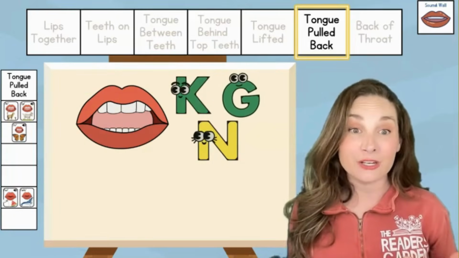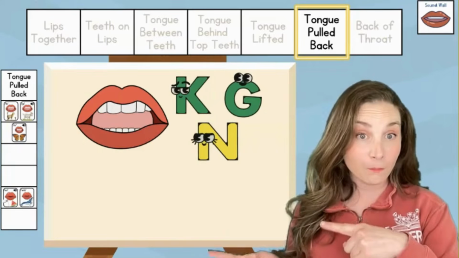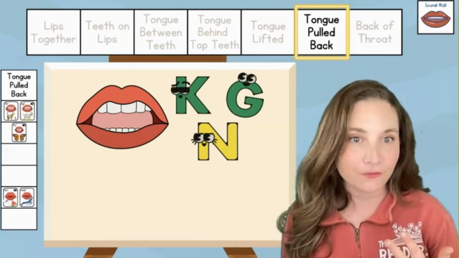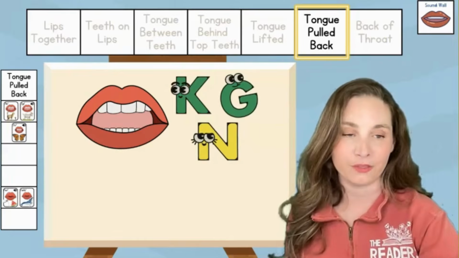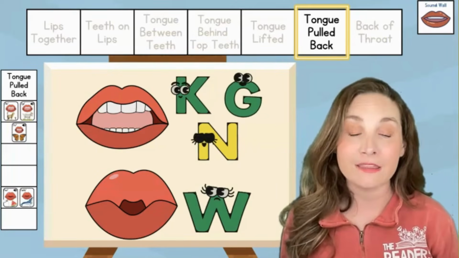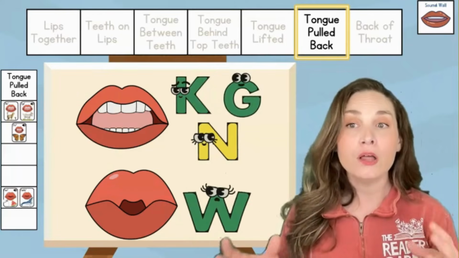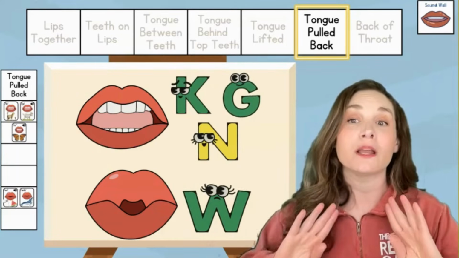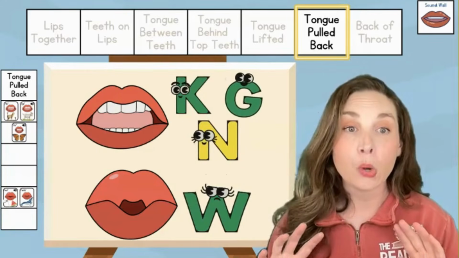This is where English is so interesting because we have one grapheme, one letter, making sounds in different ways and actually using different parts of the mouth. So finally, for the tongue pulled back category, we have w, like in the word water. For w, the tongue is pulled back slightly, but the air is flowing around the sides of the tongue, giving it that w sound.